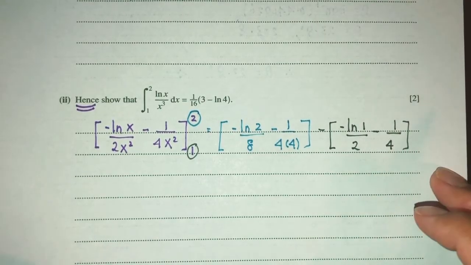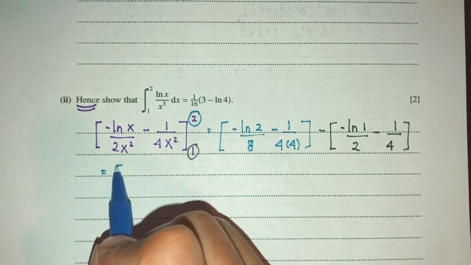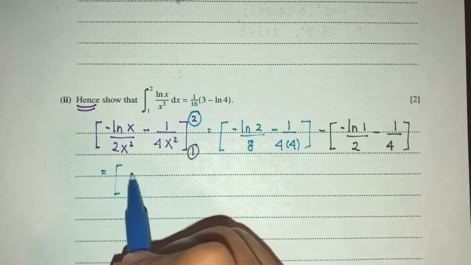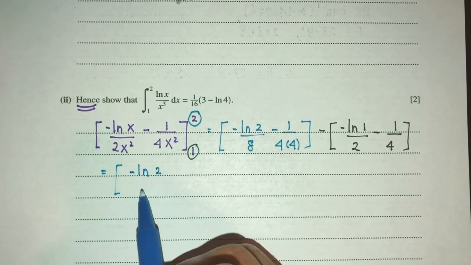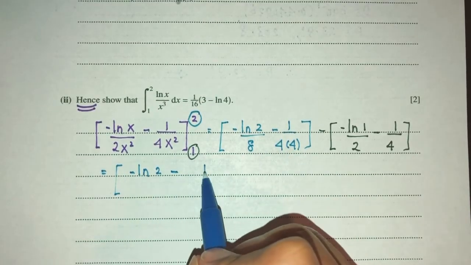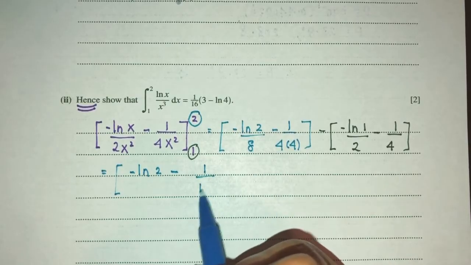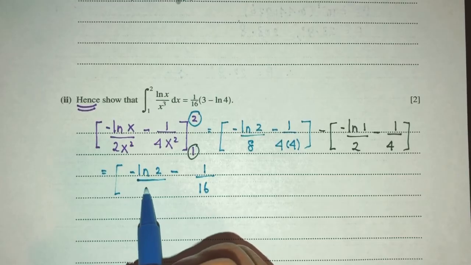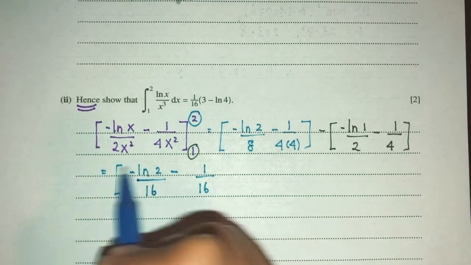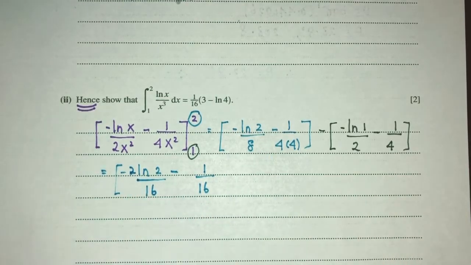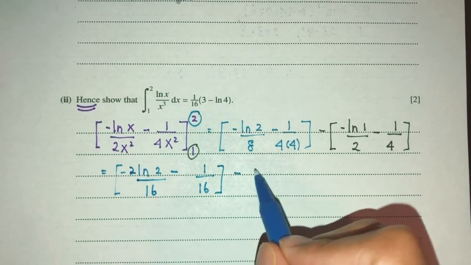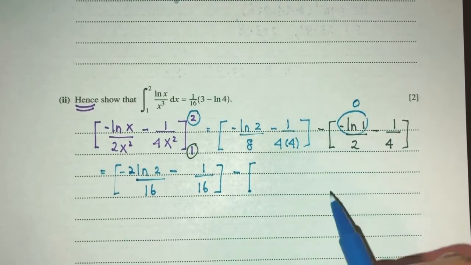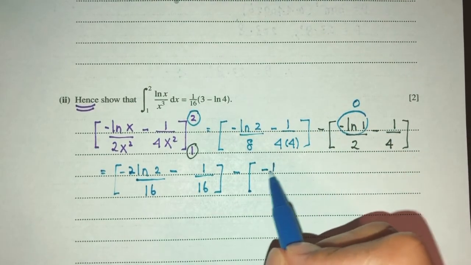So now we have to simplify. Always step by step, so don't rush yourself. So here we have minus ln of 2. We have minus, this is 1, and this is going to be 16. So here we have 8. So let's make it become 16. We have to times 2, so we have to times 2 here as well. Okay, that's the first part. Now minus. So this is 0. So everything will be 0, so that will be minus 1 over 4.